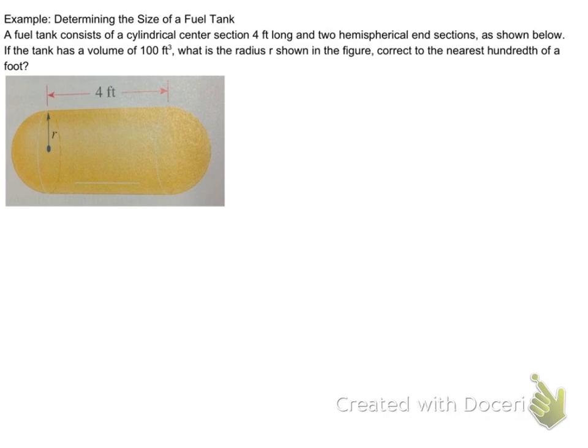And the last example here is talking about a fuel tank that consists of a cylindrical center that has a 4-foot long section and 2 hemispherical end sections that technically, when you put together, make a full sphere, right? As shown below. If the tank has a volume of 100 feet cubed, what is the radius r shown in the figure? Up to the nearest 100th of a foot. So basically on these word problems, you're going to create an equation with your formula that you have to solve.